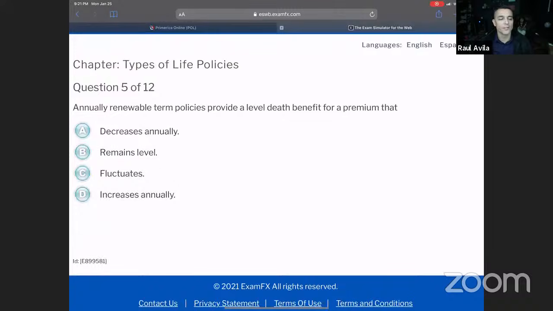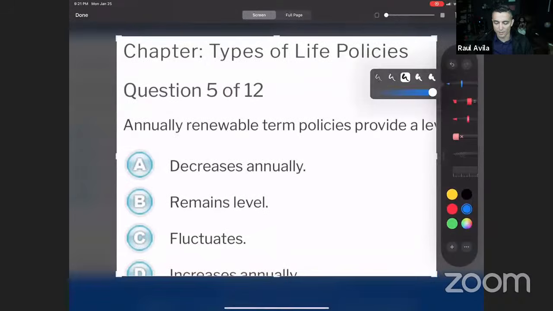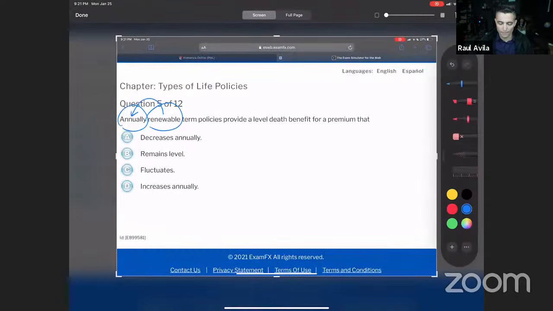All right, number 5. Annually renewable term policies provide a level death benefit for a premium amount that decreases annually, remains leveled, fluctuates, increases annually. Okay, right here, guys, the answer is in the question. You could use a lot of common sense on this one. So check it out. Annual renewable. That means it renews annually. So for a premium that what? A premium that increases annually. Because it renews annually. When it renews, it has to increase.